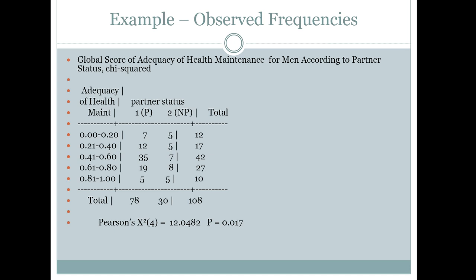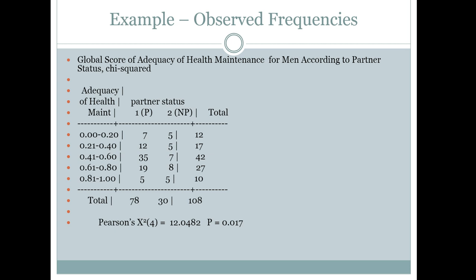So if you look at the data, for the partnered men, 7 actually belong to the first quartile, and for the non-partnered, 5 subjects belong to that. And then in the second quartile, 12 partnered belong to that group, and 5 non-partnered men belong to the second quartile, and so on and so forth.